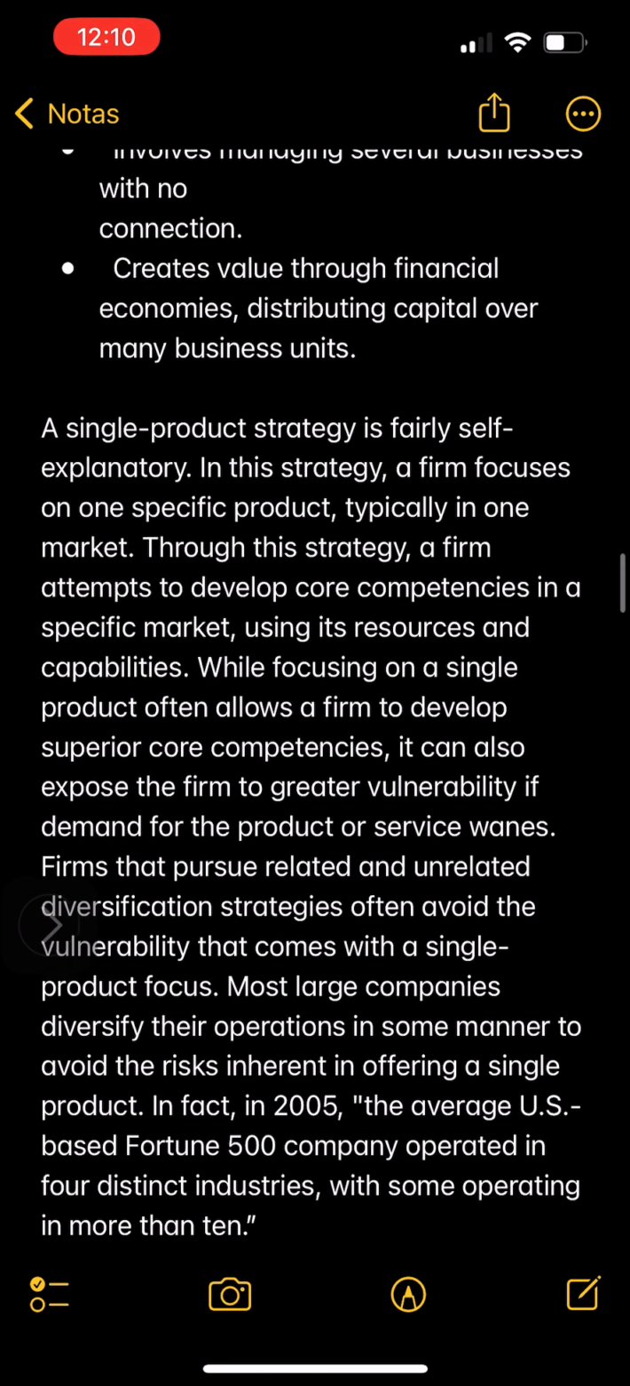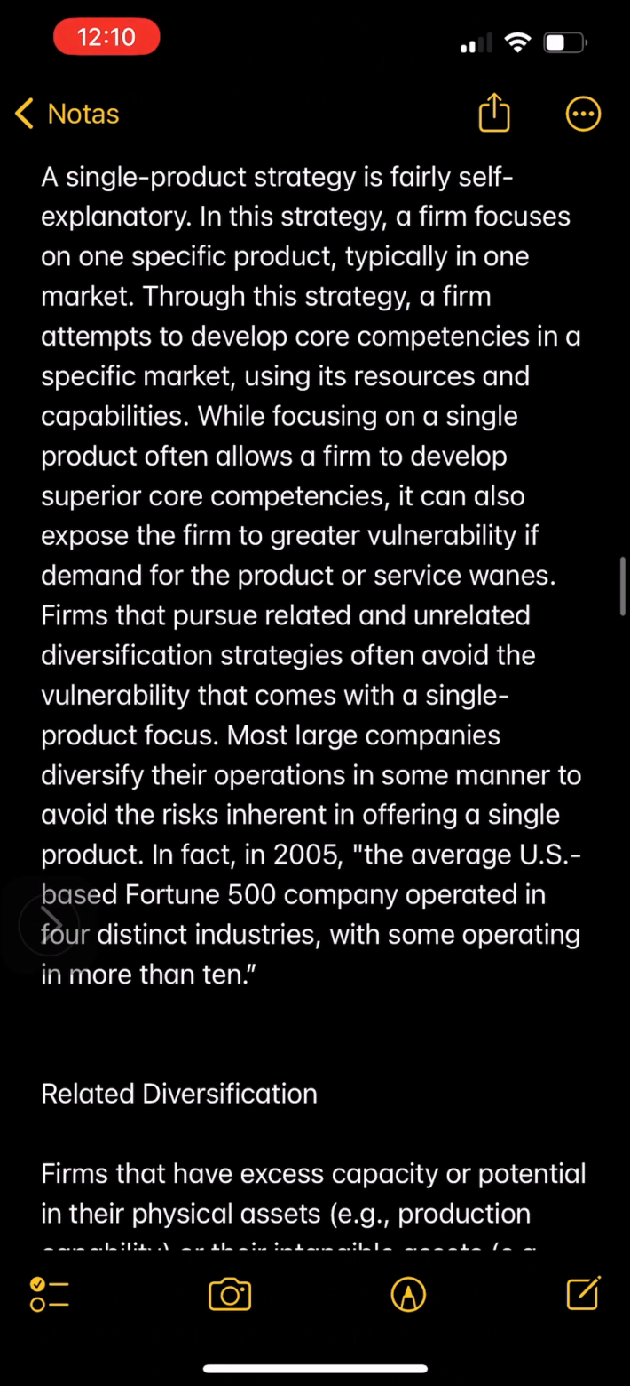A single product strategy is fairly self-explanatory. In this strategy, a firm focuses on one specific product, typically in one market. Through this strategy, a firm attempts to develop core competencies in a specific market, using its resources and capabilities. While focusing on a single product often allows a firm to develop superior core competencies, it can also expose the firm to greater vulnerability if demand for the product or service wanes. Firms that pursue related and unrelated diversification strategies often avoid the vulnerability that comes with a single product focus. Most large companies diversify their operations in some manner to avoid the risks inherent in offering a single product. In fact, in 2005, the average US-based Fortune 500 company operated in 4 distinct industries, with some operating in more than 10.